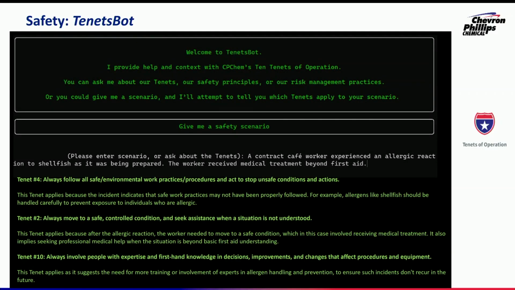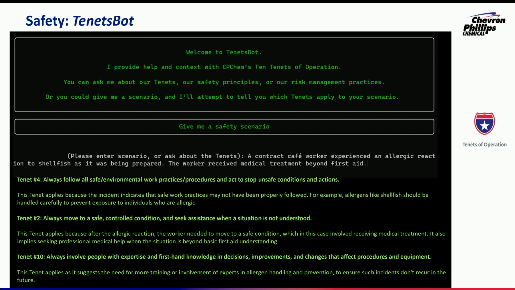Safety. I did mention don't deploy this into a safety critical application. But the way that we manage safe operations is we have these tenets of operation at CP Chem. We have these 10 tenets of how you should operate. But I can't remember what tenet number 5 is. What I can do is feed those tenets to a generative model and then give a scenario. Hey, this scenario: we had a contract cafe worker who got a shellfish allergy.